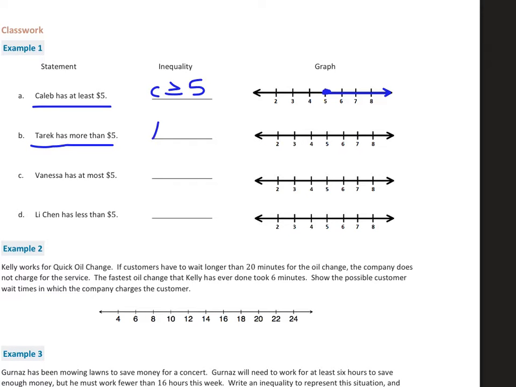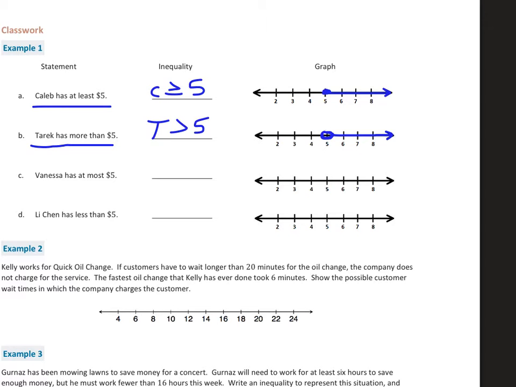Okay, Tarek has more than $5. So Tarek would have to be greater than 5. He has more than $5, which means he can't actually have $5. So I'm going to put an open circle around the 5 and then draw my arrow up. And so that means he is going to have more than 5.